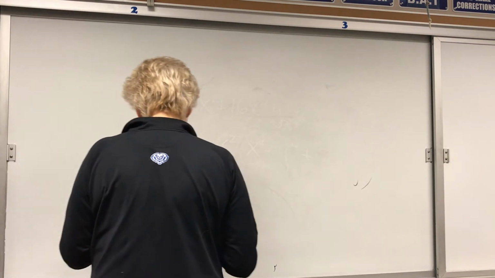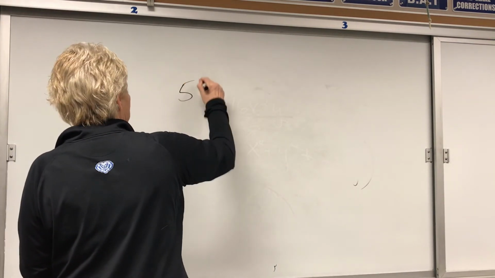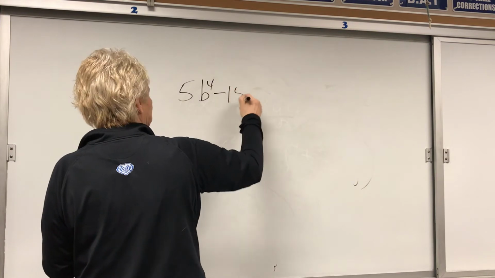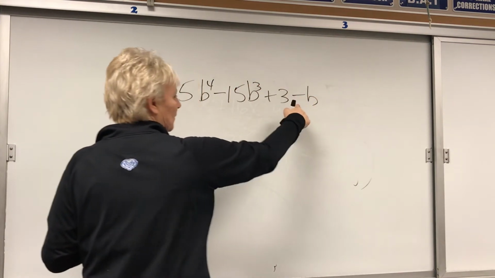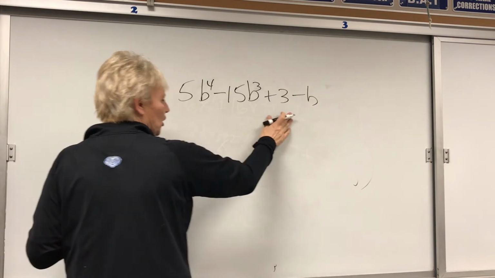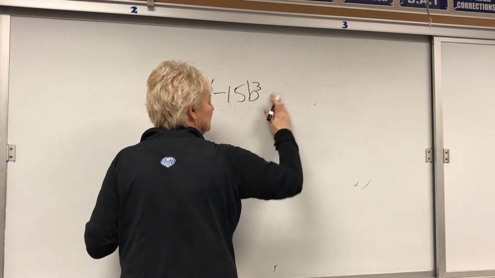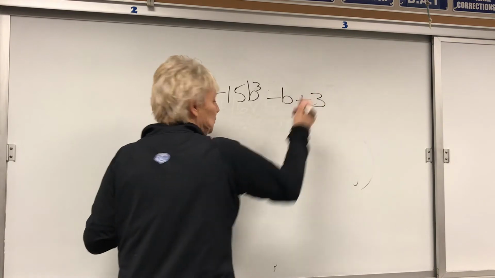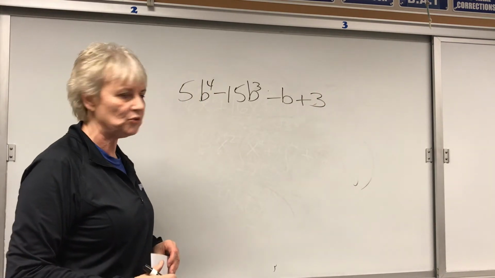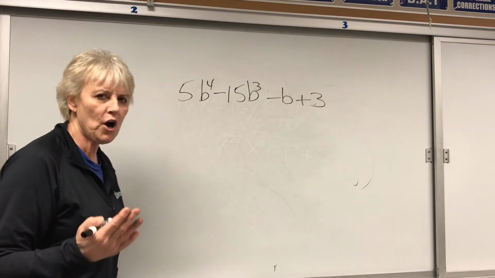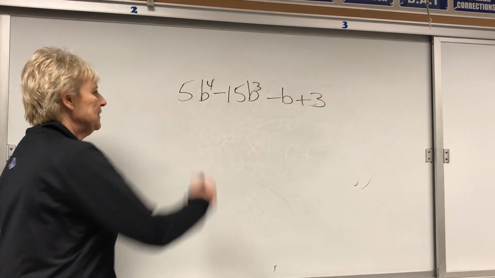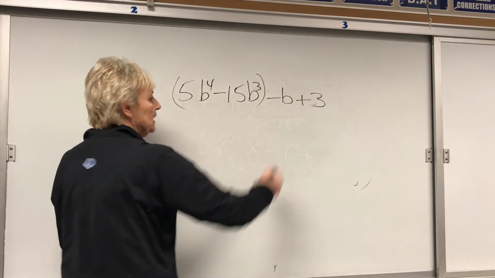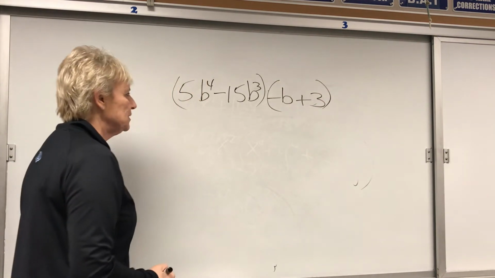All right, the next one, let's see. Let's go with 5b to the 4th minus 15, b to the 3rd, plus 3 minus b. Put them in order. I'm just going to go ahead and erase it and put it in order. But you have to remember to do that or you'll have troubles. All right, 4 terms. None of them have anything in common. But these 2 can be grouped, and these 2 can be grouped.